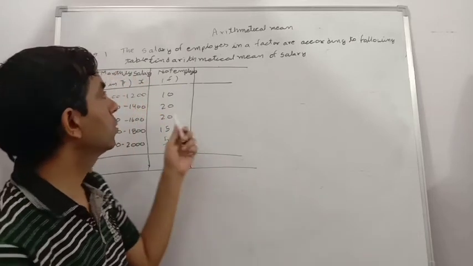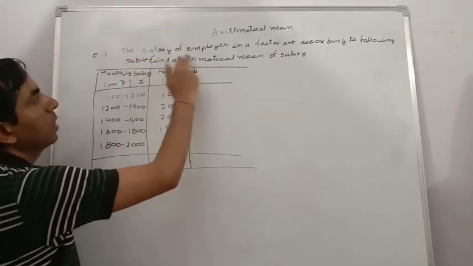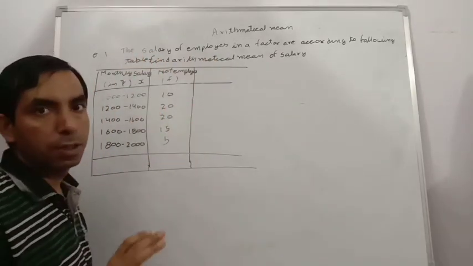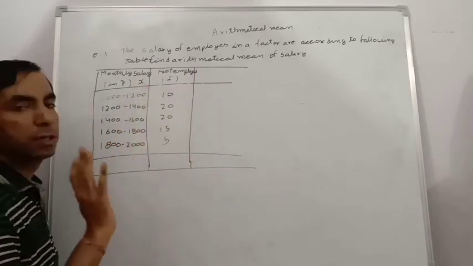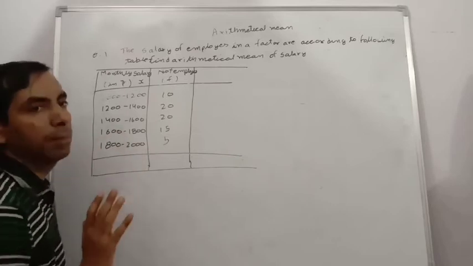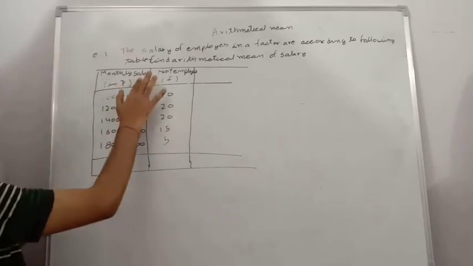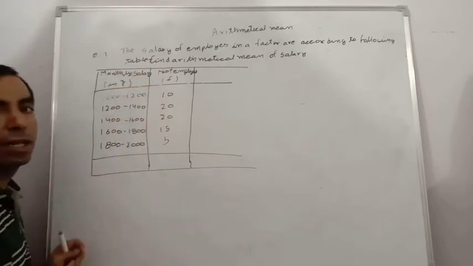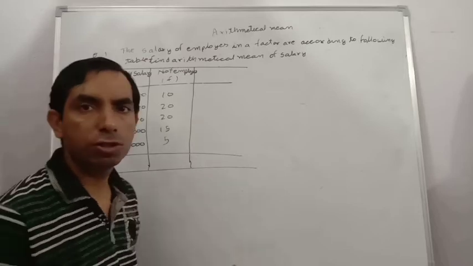In a grouped frequency distribution table, we are given a question like this: the salary of employees in a factory. According to the following table, find the arithmetical mean. Here x is given in intervals. Frequency stays frequency; it does not change in any question.